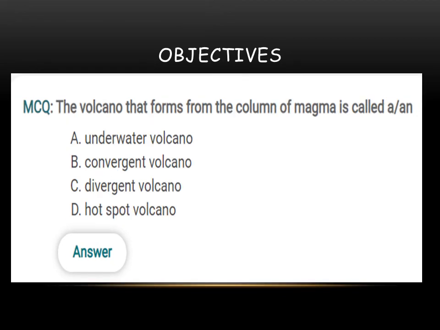The next one is: the volcano that forms from the column of magma is called an underwater volcano, a convergent volcano, a divergent volcano, or a hotspot volcano. The answer is a hotspot volcano, which is option D.